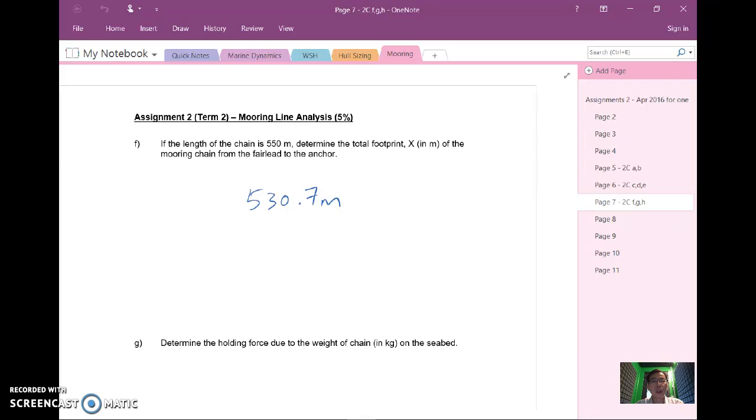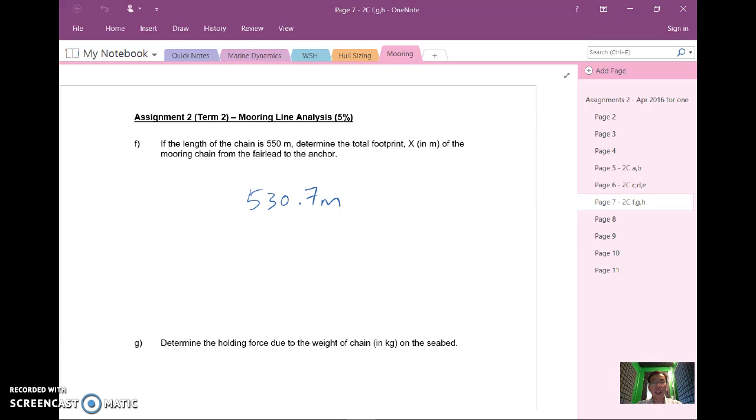I hope you have a good time working out the earlier parts of the question. For this segment, we'll be looking at part G. Determine the holding force due to the weight of chain in kilograms on the sea bed. So in part F, we've worked out the total footprint, and we're going to make use of this value, including the small x as well.